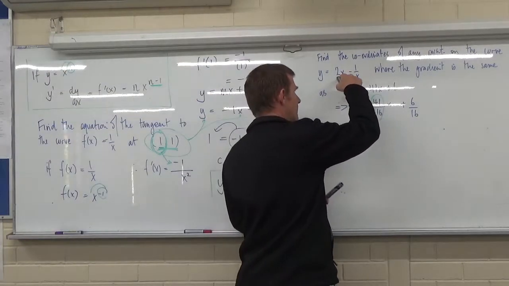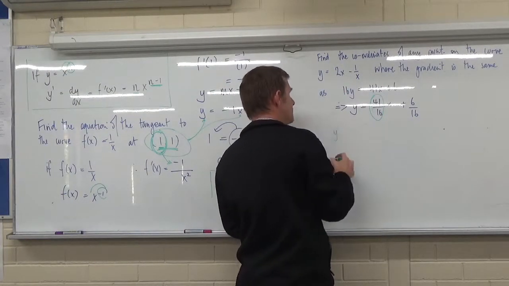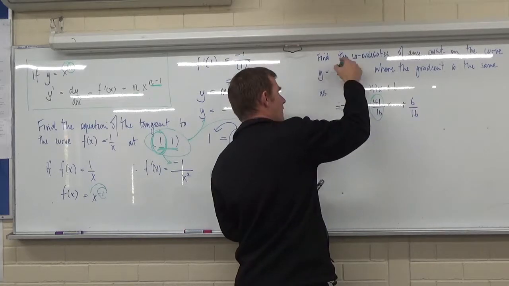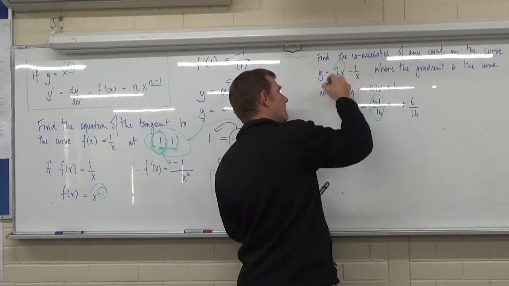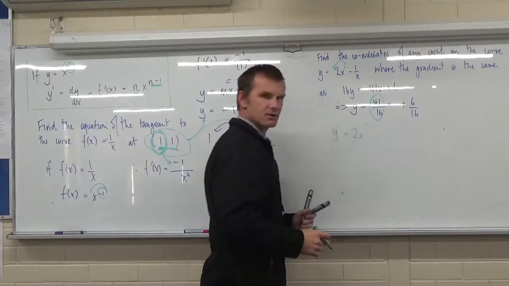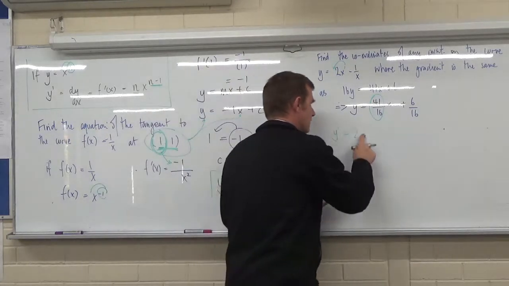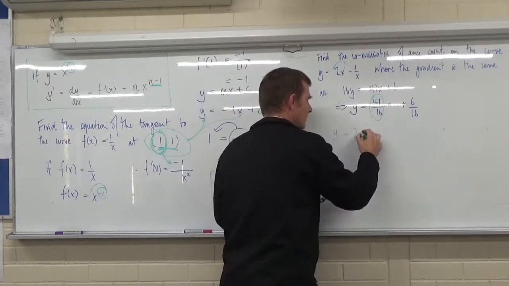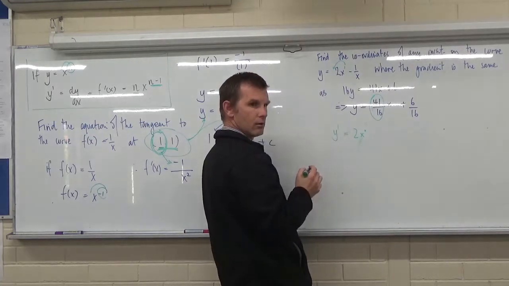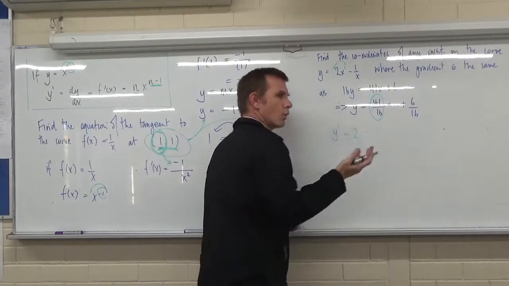So let's work out the gradient. Here we go. y dash equals power out front, lower the power by 1. Well, the 1 comes out front. This just becomes 2x. Oh, no, it doesn't. It just becomes 2, because that would really become x to the power of 0. X to the power of 0 is really just 1.